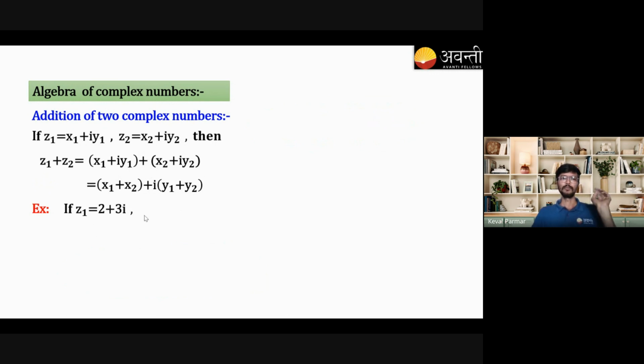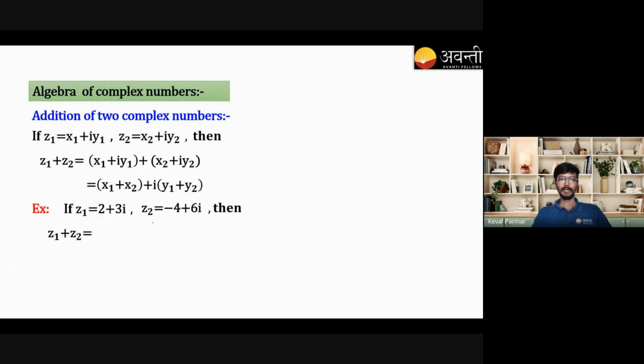Let's say z1 is 2 plus 3i, z2 is minus 4 plus 6i. And if I ask you to add z1 plus z2, what will it be, Asha? We have to write the answer here. It's fill in the blanks type. So it will be 2 minus 4. So let me grab a pen.